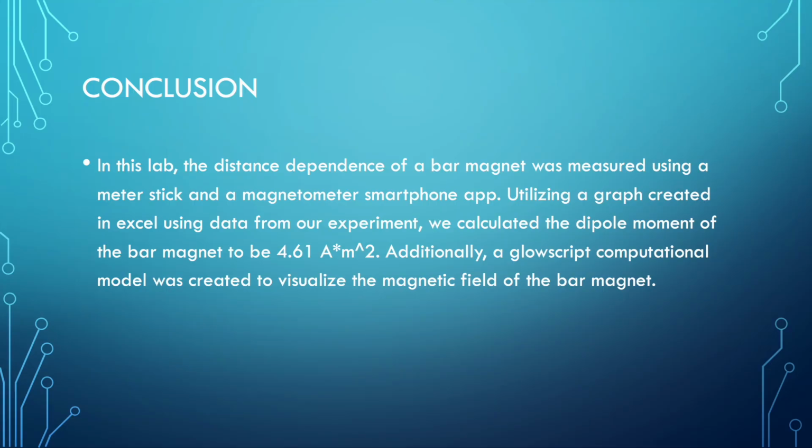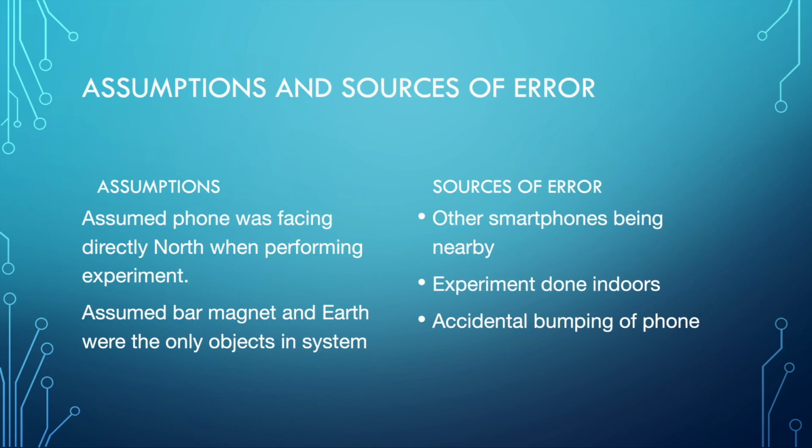And to conclude, in this lab, the distance dependence of a bar magnet was measured using a meter stick and a magnetometer smartphone app. Utilizing a graph created in Excel, using data from our experiment, we calculated the dipole moment of the bar magnet to be 4.61 amperes times meters squared. Additionally, a GlowScript computational model was created to visualize the magnetic field of the bar magnet.